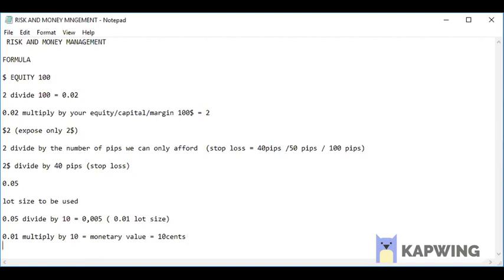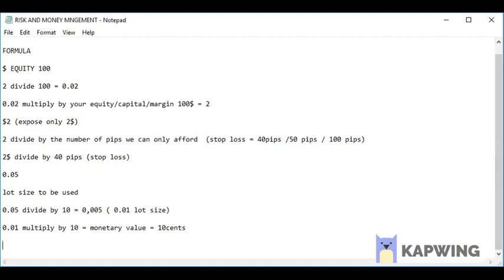If you want to prove my 2%, we are saying 10 cents multiplied by 40 times, which is our stop loss. This is the money I'm going to lose per pip. If you lose 10 cents times 40 times, how much are you going to lose? 400. 10 by 40, that's 400.